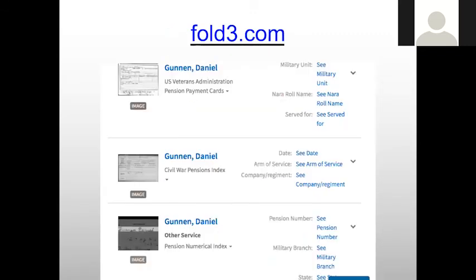Fold 3 gives you the military records. This happens to be from the Civil War. That will be payment cards and other forms for the Revolutionary War. It might give you DAR information of their service. So it is a valuable site and it is available at the Mormon Family History Centers free of charge.